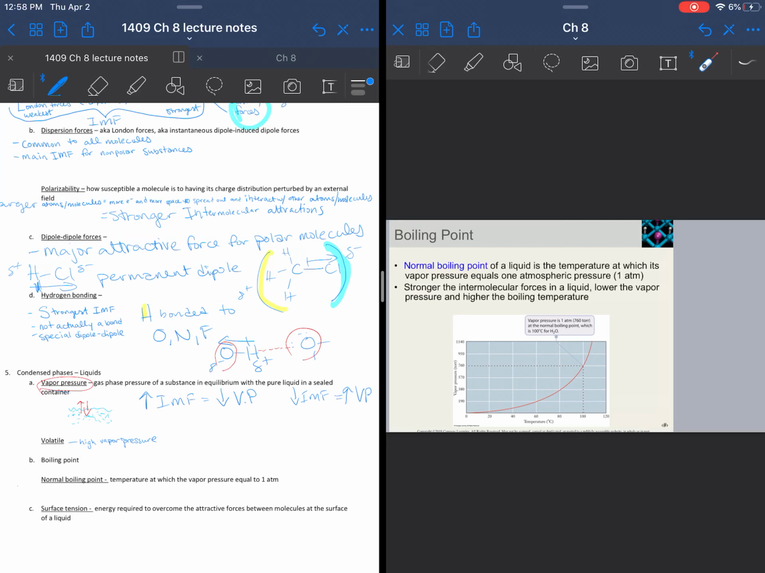When we think about boiling point, it's important that we understand the definition. Okay, first of all, normal boiling point is the boiling point that occurs when the vapor pressure equals atmospheric pressure.